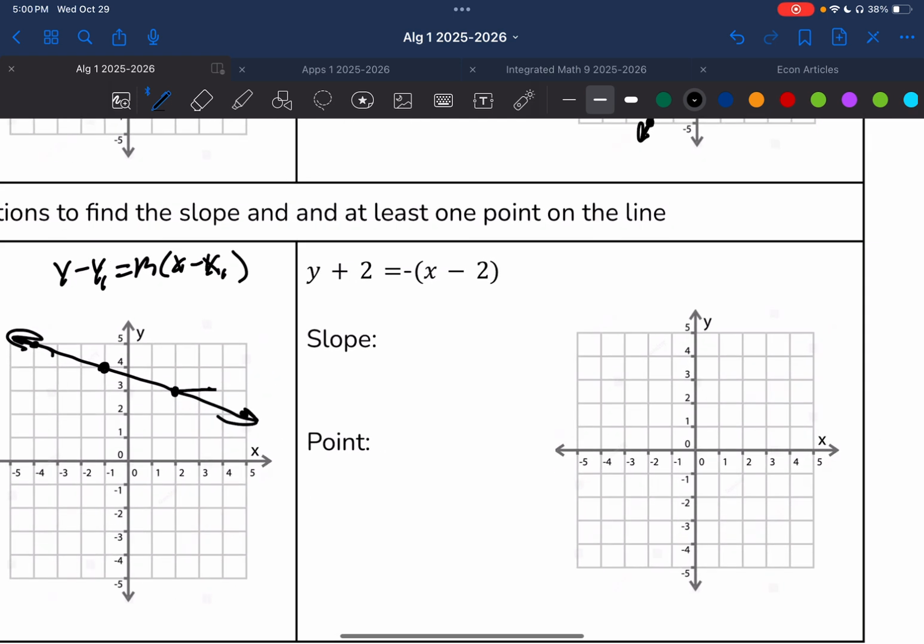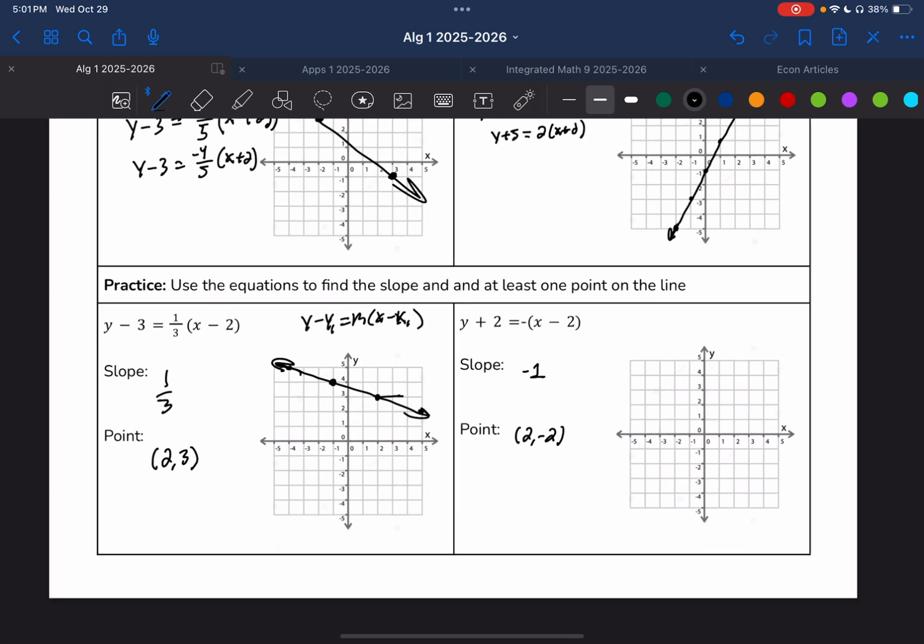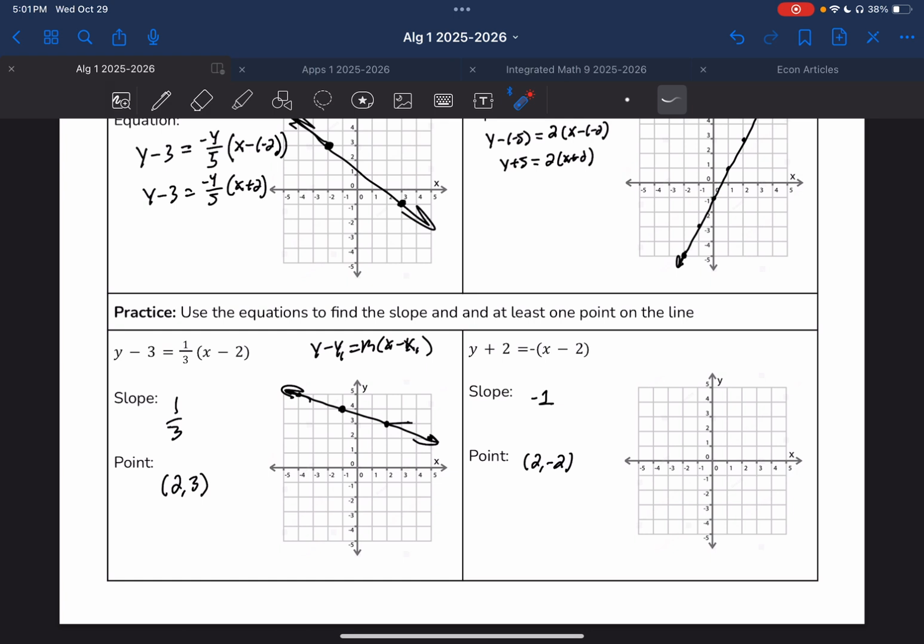Okay. Now over here, notice how there's no m value here, meaning that our slope is actually -1. Right? There's just a negative sign there. Nothing's written. So we want to have a slope of -1. And then what is the point? Well, the point is 2 comma -2. And you might be saying, well, wait, where did that -2 come from? This is a positive 2 over here.